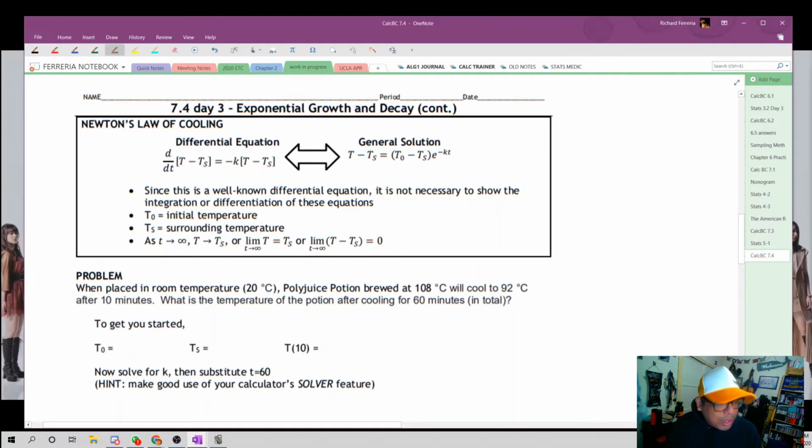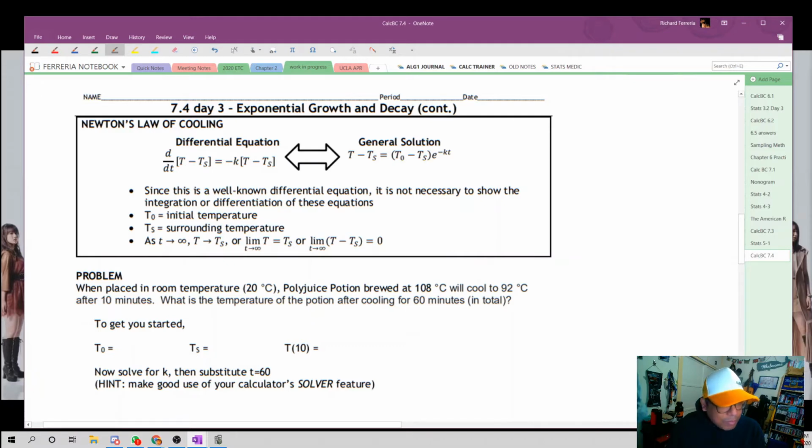More definition of what is T naught, what is Ts, and then this last line here, which should kind of make sense, is that as time goes on, the temperature should approach the surrounding temperature. So if I leave my cup of coffee out in the classroom all day long, eventually, probably around period 2, the temperature of the coffee in my cup is going to be the same as the temperature of the air in my classroom. It's not going to go lower than that.